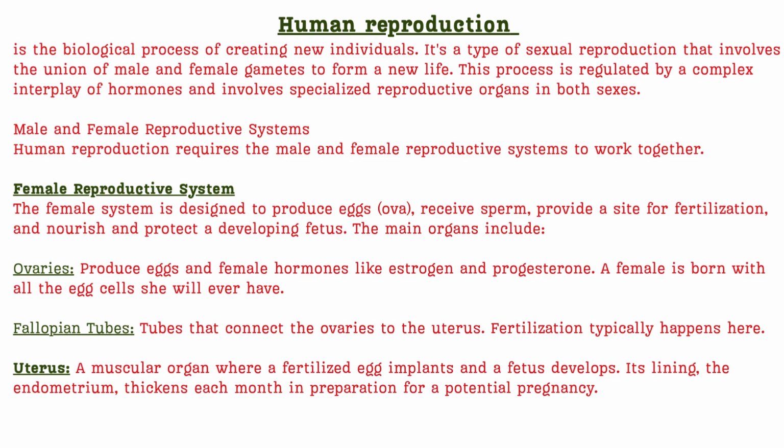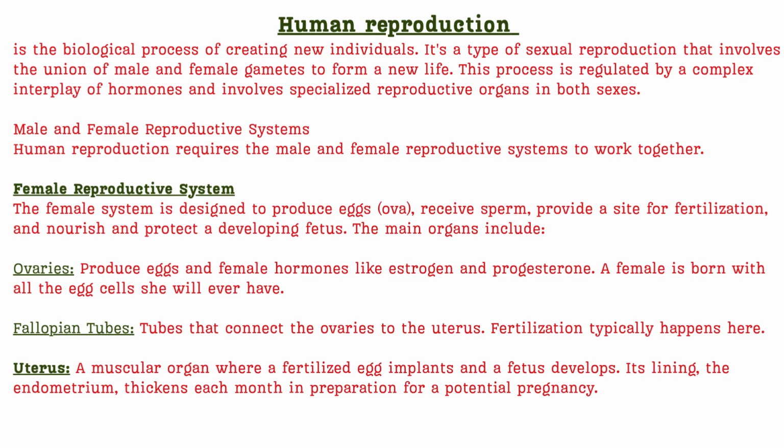Now we'll see here the female reproductive system. The female system is designed to produce eggs or ova, receive sperm, provide a site for fertilization, and nourish and protect a developing fetus. The main organs include the ovaries, which are used to produce eggs and female hormones like estrogen and progesterone. A female is born with all the egg cells she will ever have.